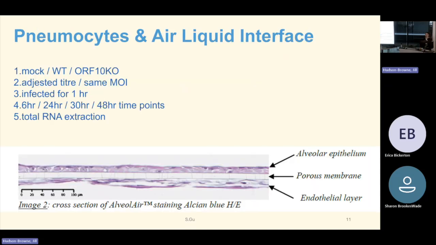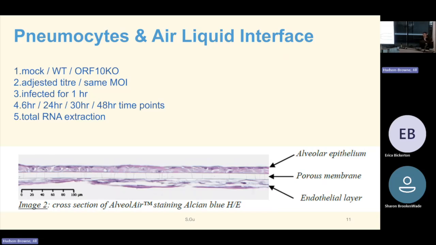The first one is using primary pneumocytes. Those pneumocytes consist of two different cell types, alveolar type 1 and alveolar type 2 cells. Those pneumocytes grow in a monolayer, just like the rest of the cancer cell lines, and the experiment was done in 6-well plates. The second model is called air-liquid interface, where we have alveolar epithelial cells growing on top of the membrane and the endothelial cells growing at the bottom of the membrane in contact with the medium.